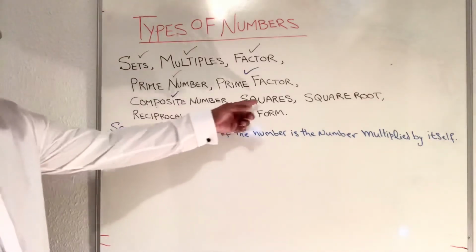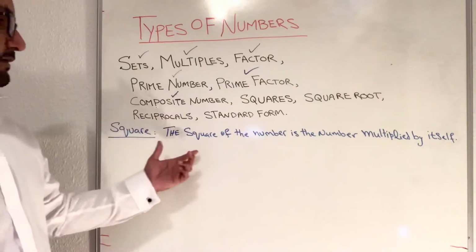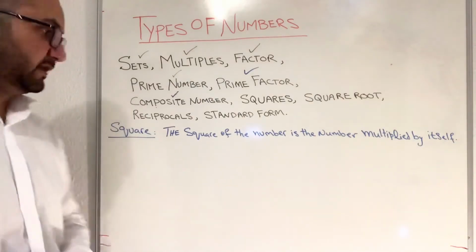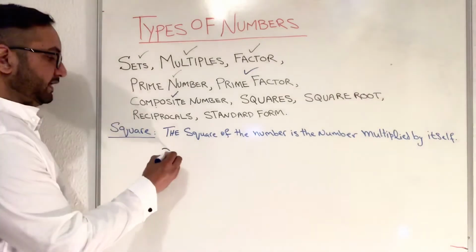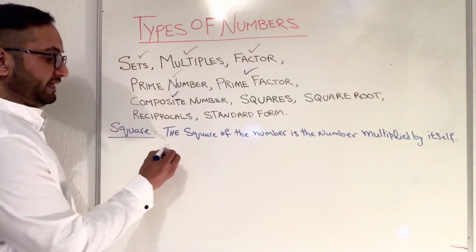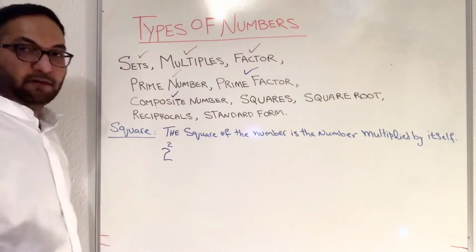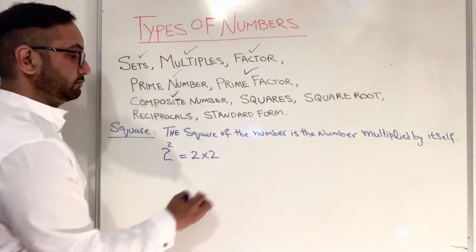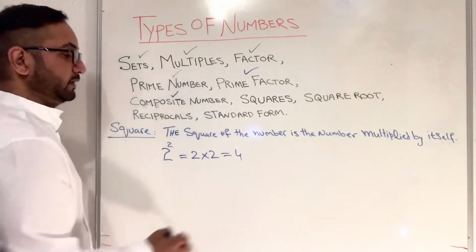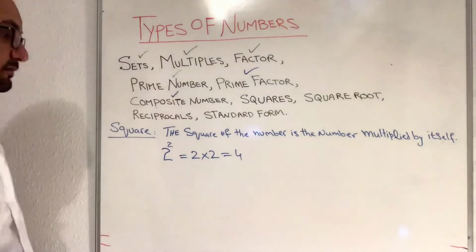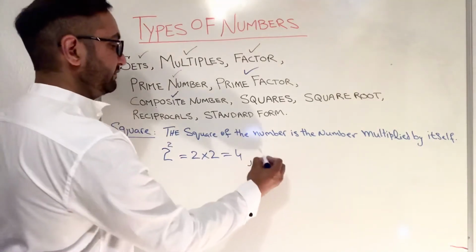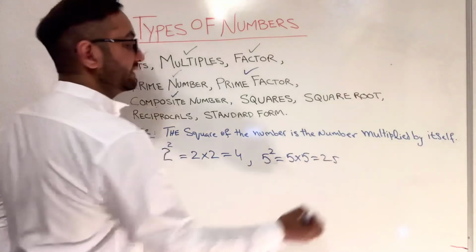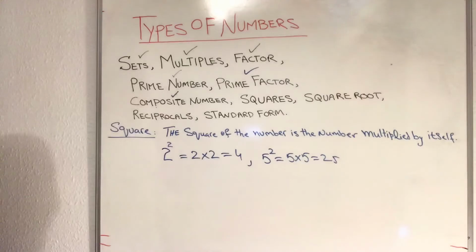Now we are moving to the squares. The square of a number is the number multiplied by itself. If I say that, can you find the square of 2? Square of 2, we have to use power 2. Just like 2 times 2 gives you 4. So this is a square number. Or if I write down here 5 squared, 5 times 5 gives you 25. 25 is a square number, etc.